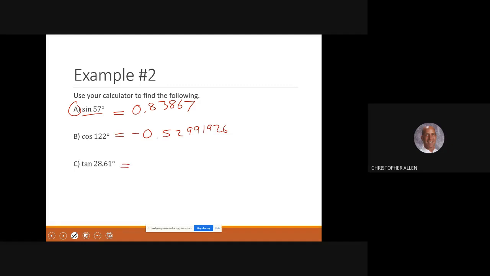To find the tangent of 28.61 degrees, you're just going to hit tan, 28.61, hit enter, and you get an answer of 0.545444136. Does anybody have any questions on how to use their calculator to find sine, cosine, or tangent?